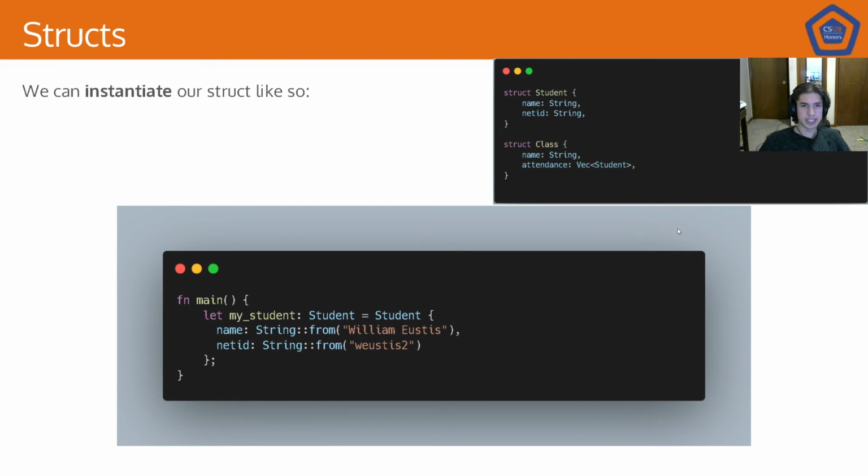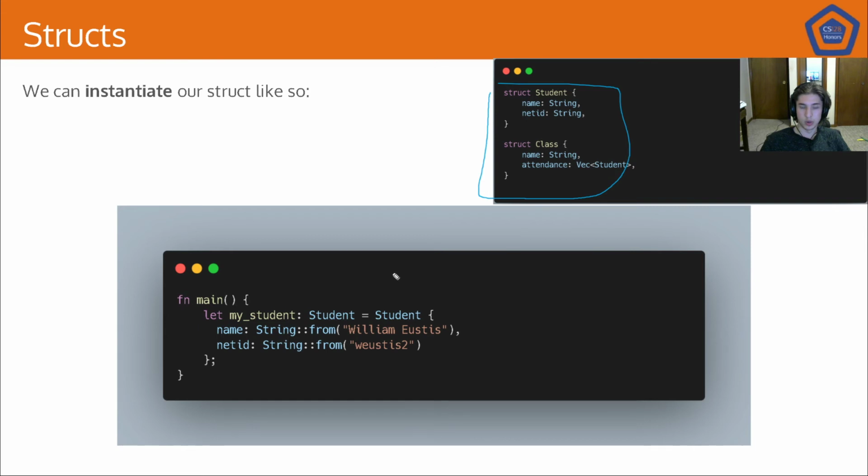Okay, we can instantiate our struct like so. So we've defined our struct somewhere, or maybe imported it from a module. Then we can say, just like any other variable, we can type our variable if we want. Let my student, which is a student, equals student, and use these curly braces to actually define the values for the different fields in my student. So name is going to be a string, William Eustis. Net ID is going to be a string, Eustis2.